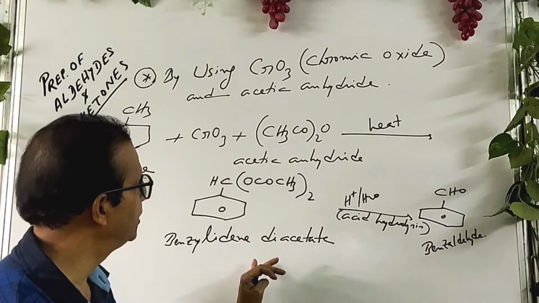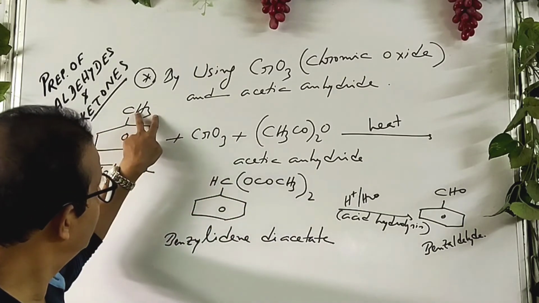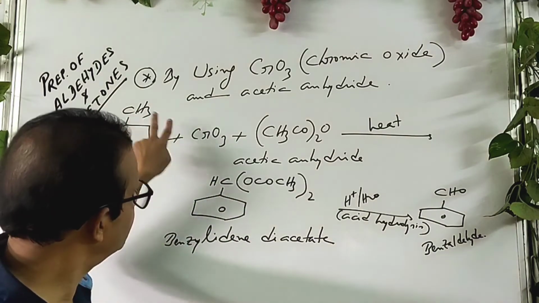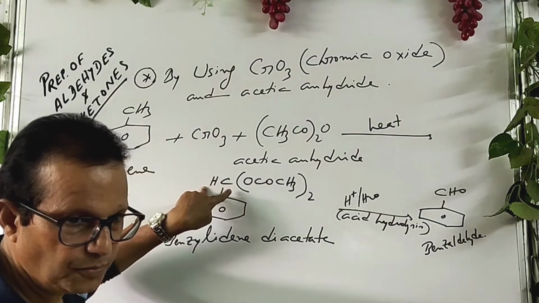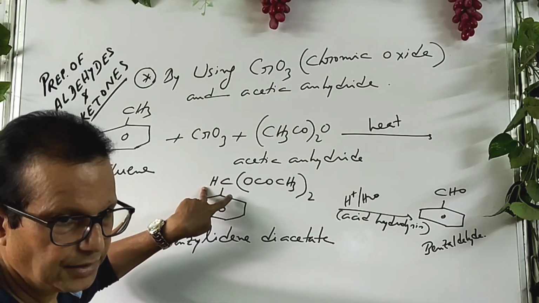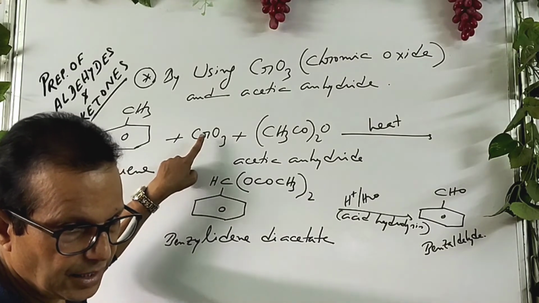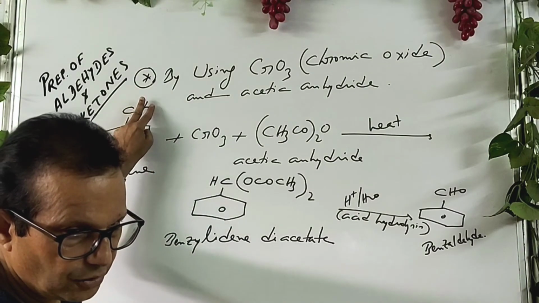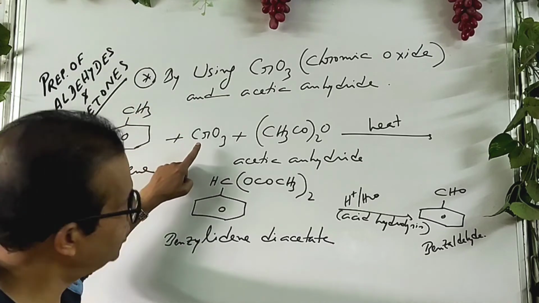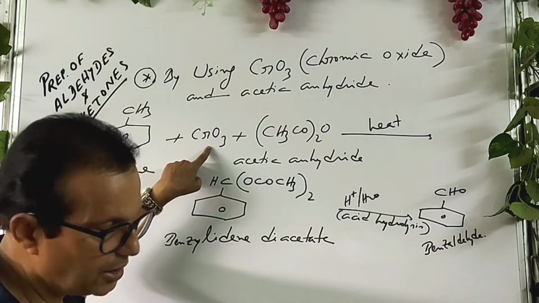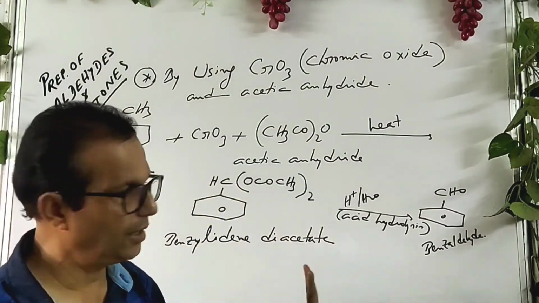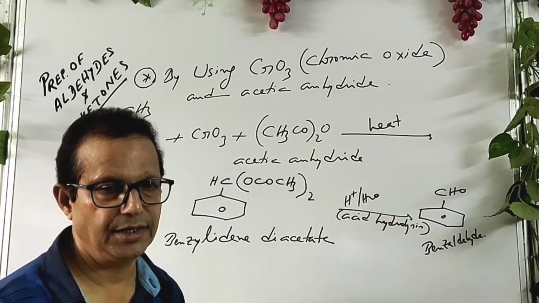This is intermediate. You may ask me, sir, here 3 hydrogen atoms, here you have written only one hydrogen atom. The rest 2, where do they go? This is oxidizing agent, and the 2 hydrogen atoms combine with oxygen of chromic oxide to give water. No need to write. So I think you understand it.